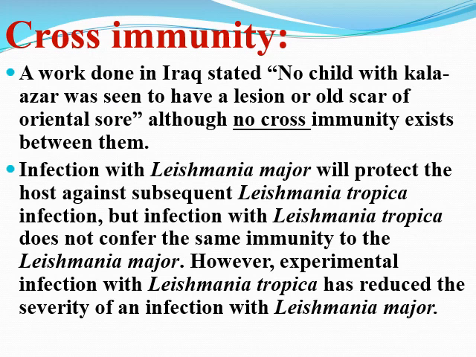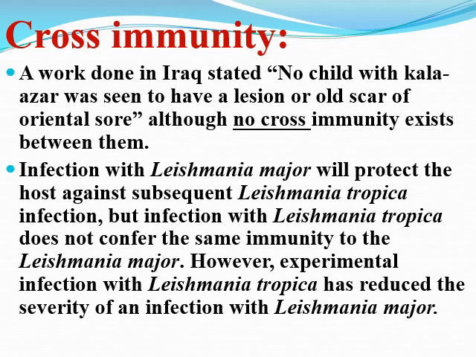A work done in Iraq states that no children with Kala-Azar were seen to have a lesion or old scar of oriental sore. This statement makes us stop and ask: does infection with visceral leishmaniasis give cross immunity against cutaneous leishmaniasis? Studies showed that there is no cross immunity between visceral and cutaneous leishmaniasis, but still the two do not appear in the same person. The scientists explained this by saying that the areas for visceral leishmaniasis are different from the areas for cutaneous leishmaniasis, but this does not exclude that a person may be infected with both at the same time.